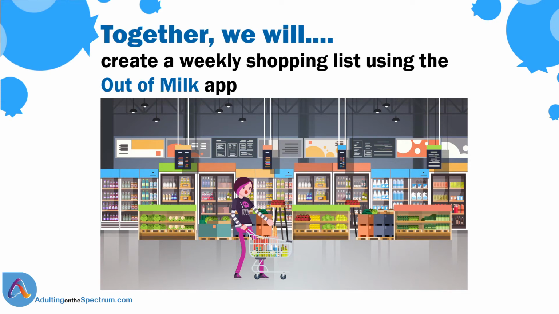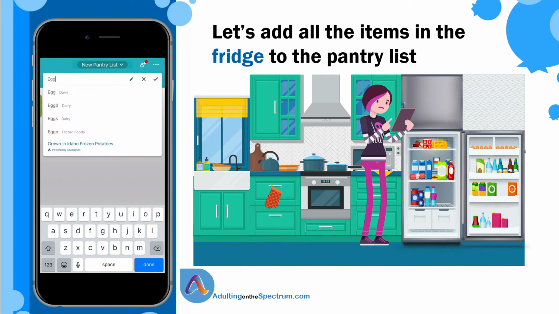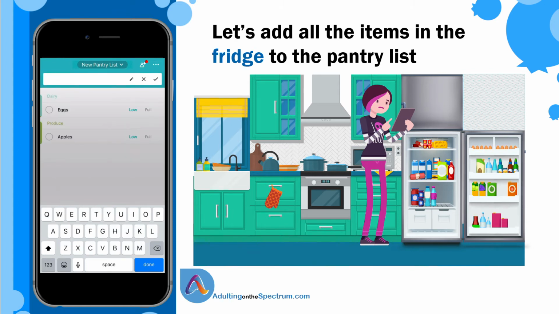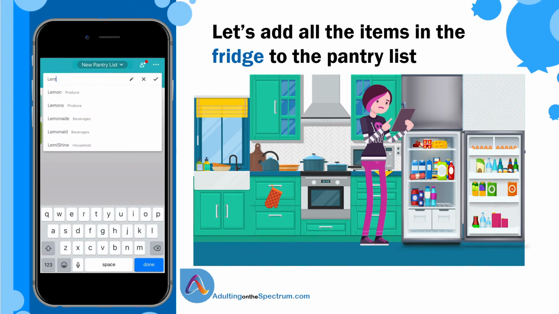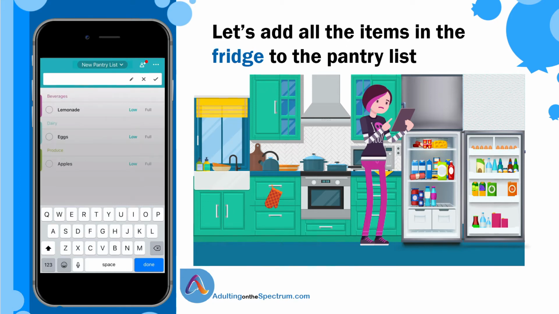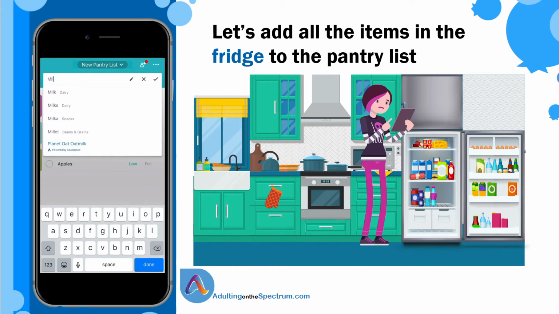Together, we will create a weekly shopping list using the Out of Milk app. We will start by selecting Pantry List. Then we will add all the items in the fridge to the pantry list.